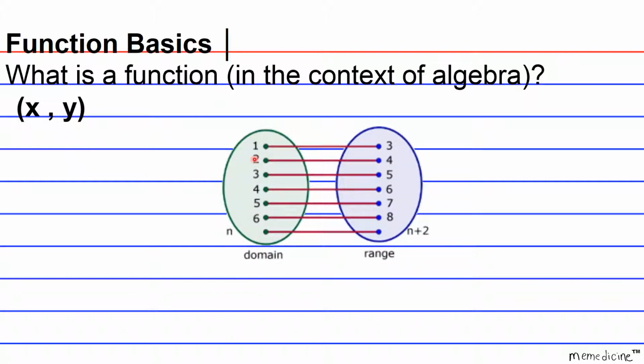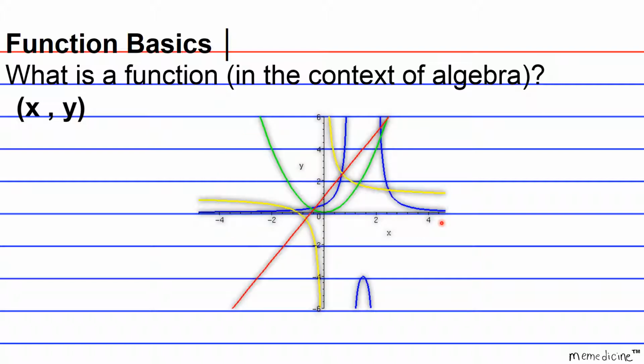For every x value in the domain, because the domain is a set of all x values, you have one y value or output value in the range, being the set of all y values for which the function is valid. Okay, and the function here is n plus 2. Now let's demonstrate pictorially on a graph what some functions look like.